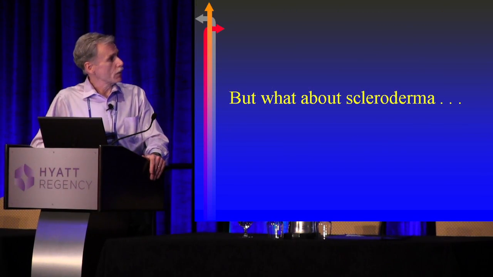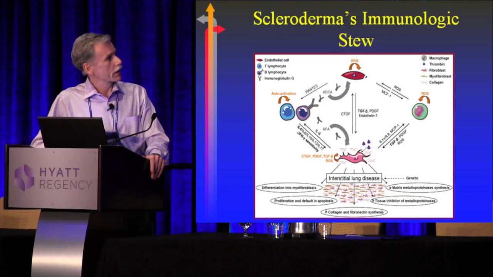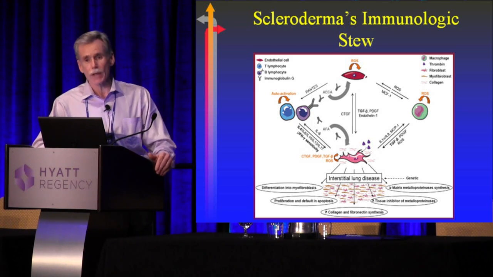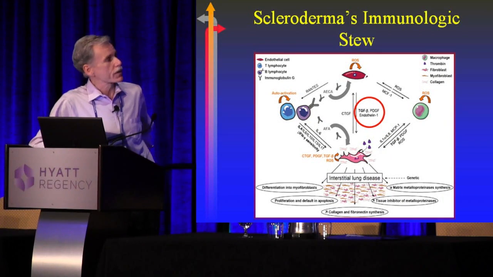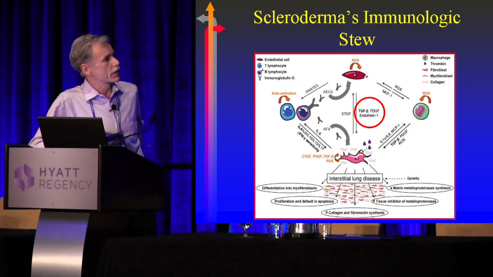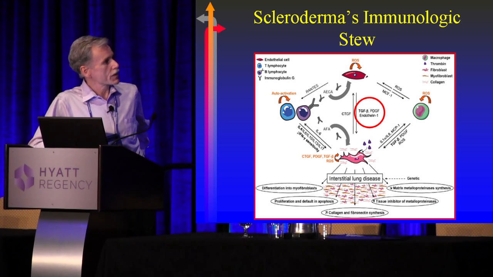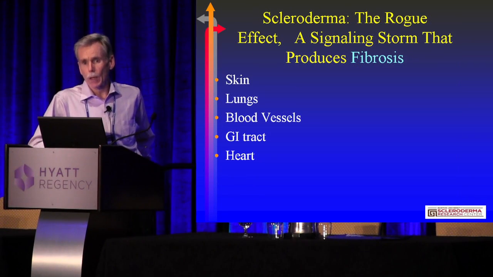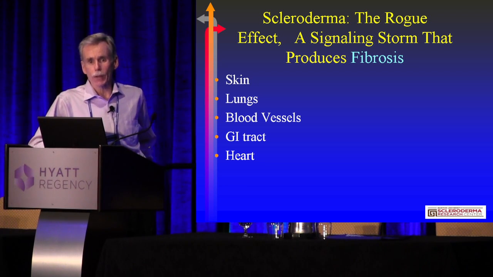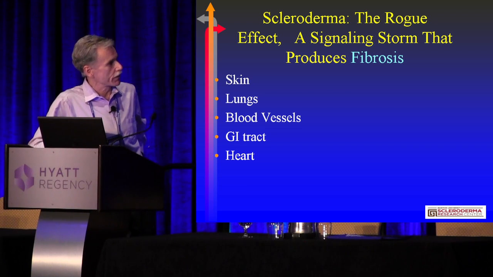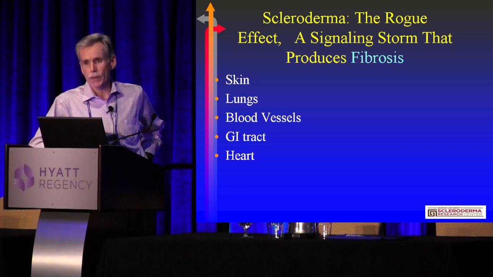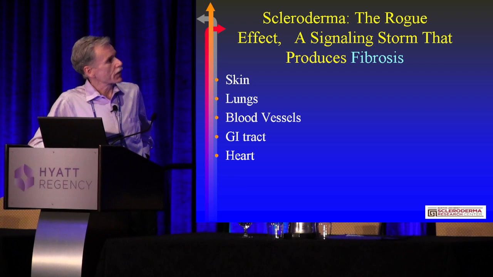So what about scleroderma? Here's the immunologic chaos and soup again, but instead of having TNF-alpha at the center, the central master cytokine or cell signal in scleroderma looks like a different one. It's called TGF-beta. We are now searching for an adequate therapeutic agent that targets TGF-beta. We may have it. I think we're on the verge of it, and in the next 5 years, I think we're going to see a lot of interest in medicines directed against TGF-beta.